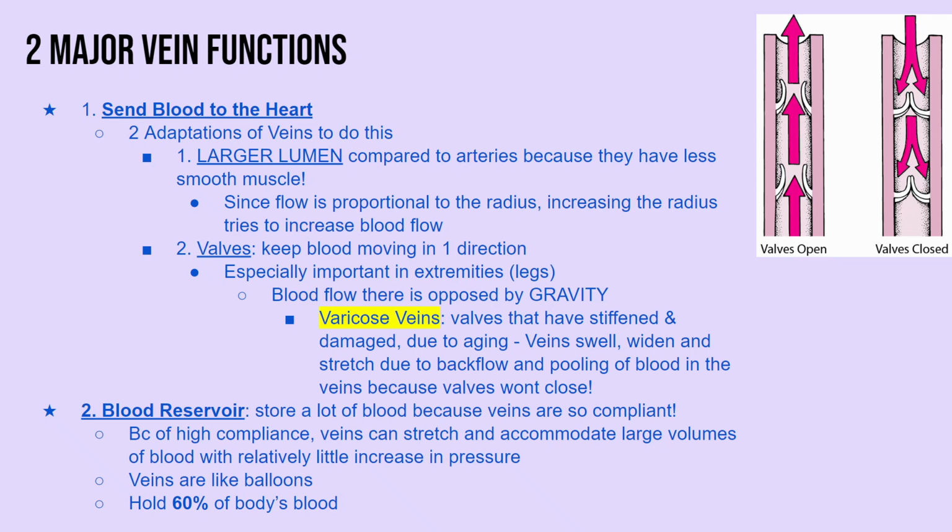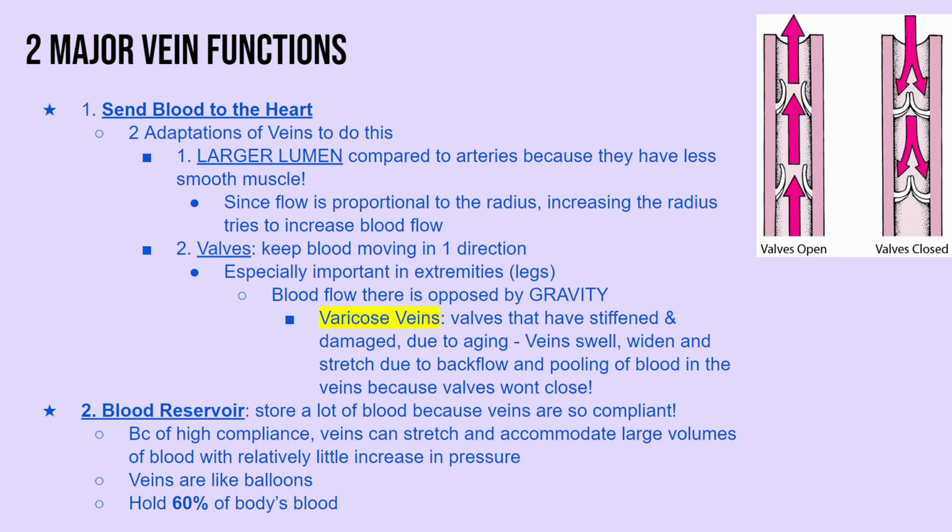Okay, so veins have two major functions. First one is just to act as a passageway to the heart for the blood. So they do this with their larger lumen, which tries to increase blood flow. And then they also have valves, which keeps blood moving in one direction. So this is especially important in the legs because their blood flow is opposing gravity. So if we didn't have those valves, blood flow would just go back in the wrong direction, which would mess up the whole body's circulation. So they're really important to keep blood flowing back up towards the heart.